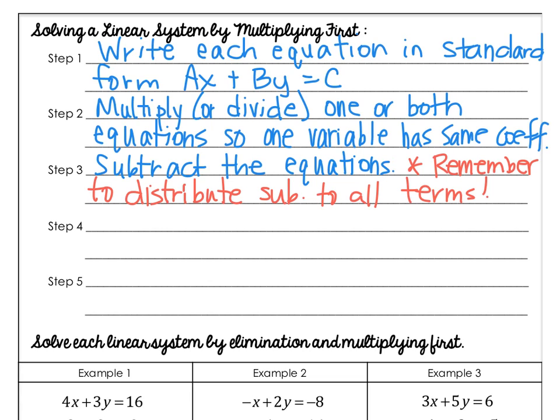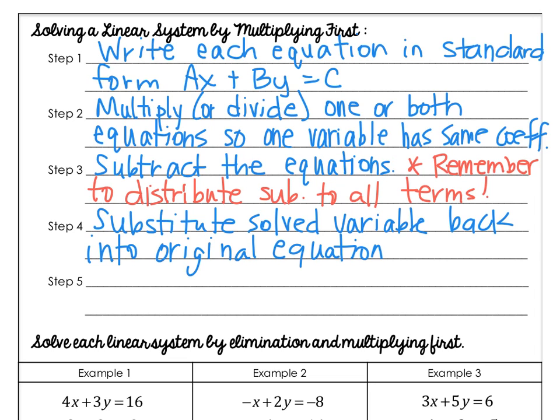Step 4 is to substitute the value of the variable you solved for back into the original equation to solve for the other variable. When you substitute, you can choose which of the two equations you want to solve for, so just pick whichever one is easier. And step 5, of course, is to check your answer. And when you check, you can substitute it into both equations, and if it is correct, then it'll work for both.